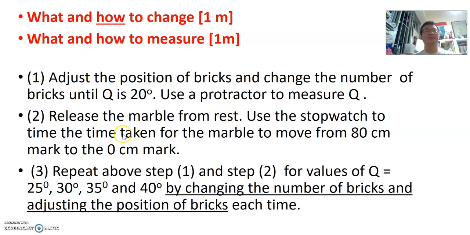Use the stopwatch to measure the time taken. Now, changing the number of bricks and adjusting the position of bricks so that we can repeat step 1 and step 2 for q equals 25, 30, 35, 40 degrees. You have to repeat at least 4 times so that we have 5 sets of data. So this is where the 2 marks go to.